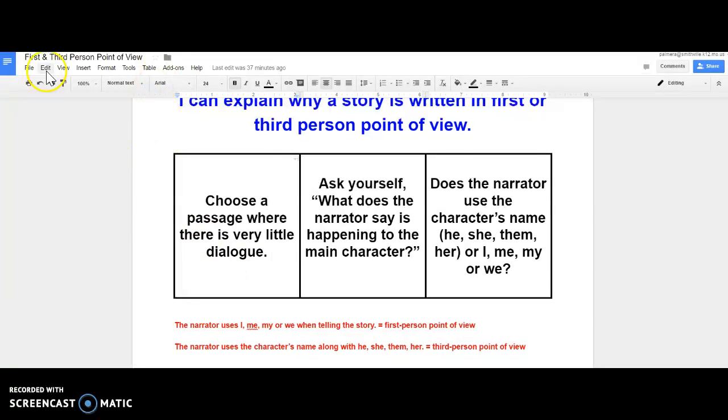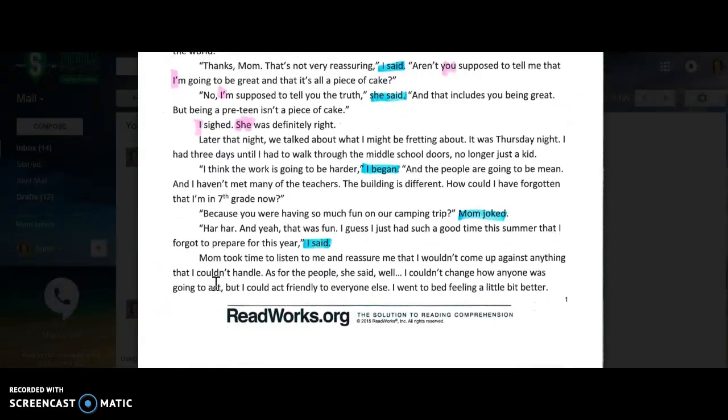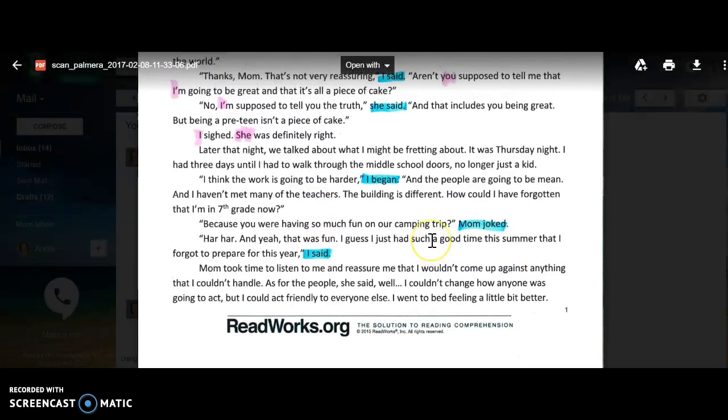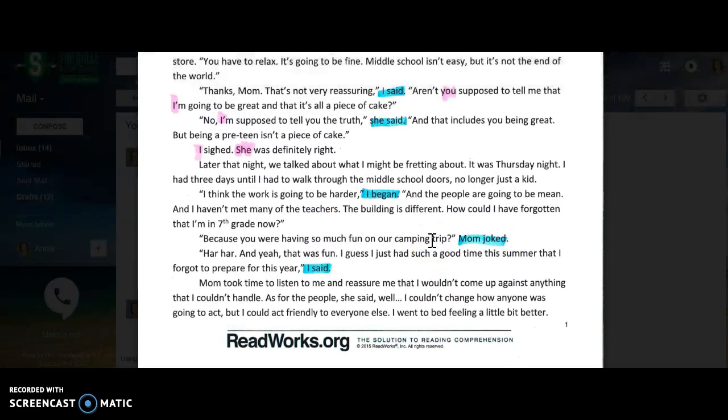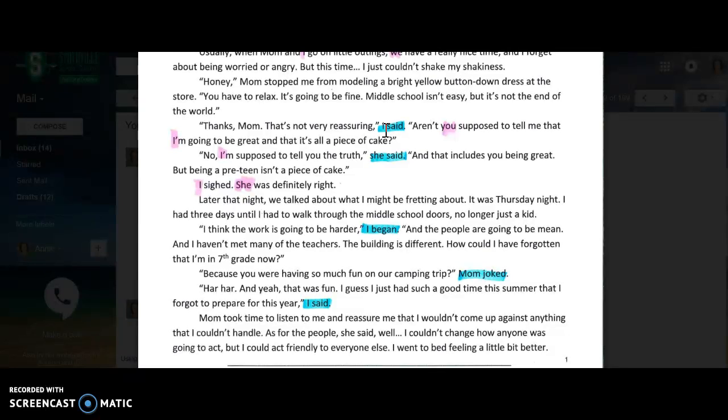I'm doing that because when there is dialogue, there is often the same confusion of he said, she said, or I said. An example would be right about here where it says at the top, "Thanks, Mom. That's not very reassuring," I said, etc. And then a couple of lines down, it says, "She said." So again, we know that how it's used is indicative of what type of point of view it is, but students don't always know that because they think it's black and white. If it's I, me, it's first person, or if it's she, he, they, it's third person.